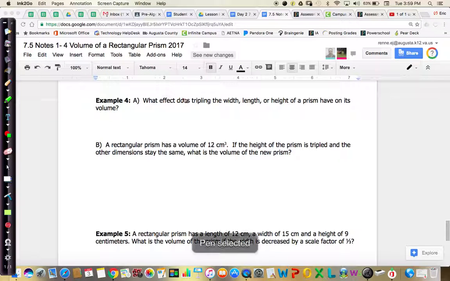So to answer this question, it says, what effect is tripling the width, length, or height, which means we're only doing one at a time. That's what, by saying the word or, we're only doing one at a time. So if we triple just the width, just the length, or just the height, that means that the volume will also triple. So we can say the volume will triple.